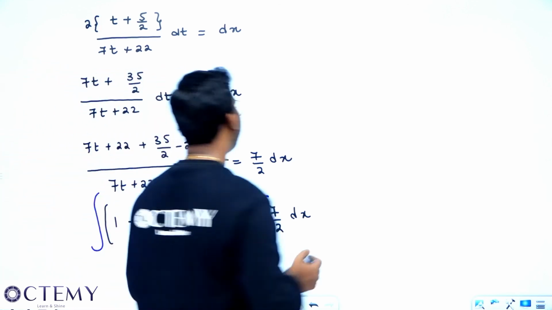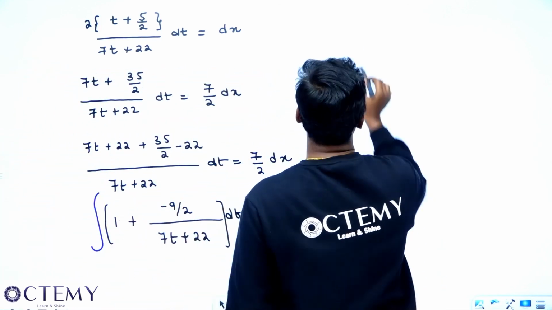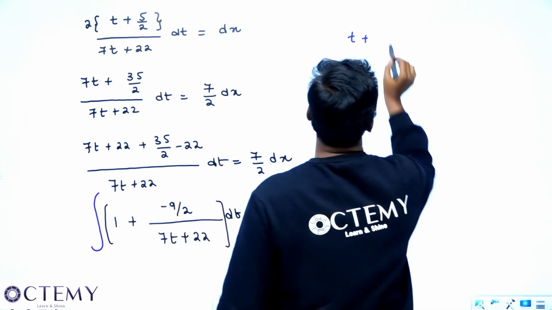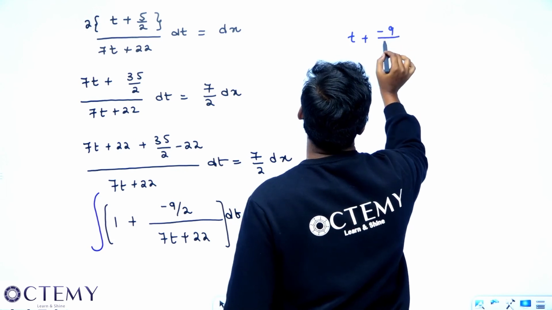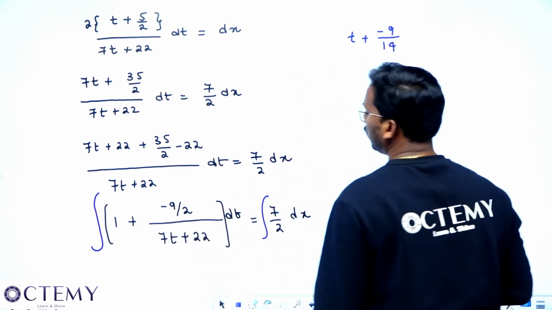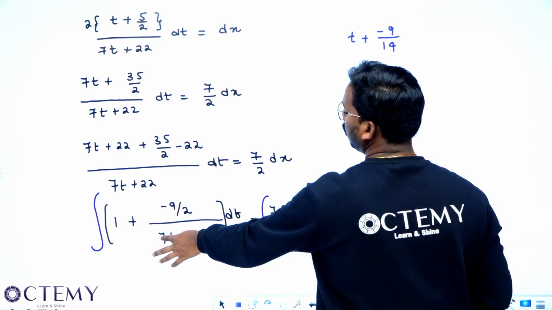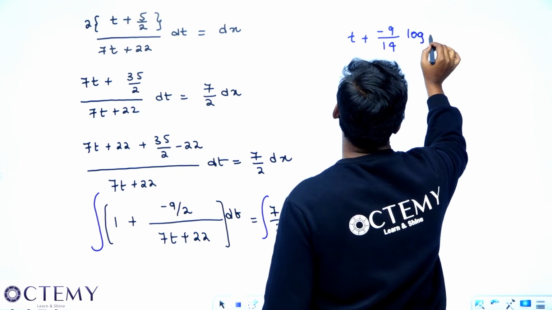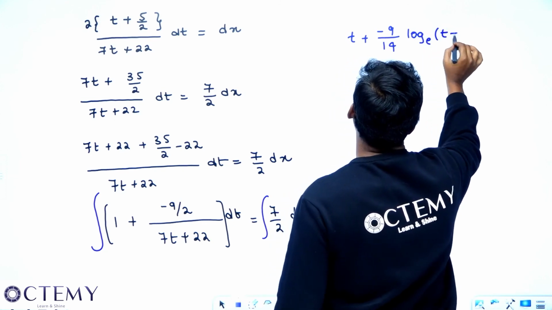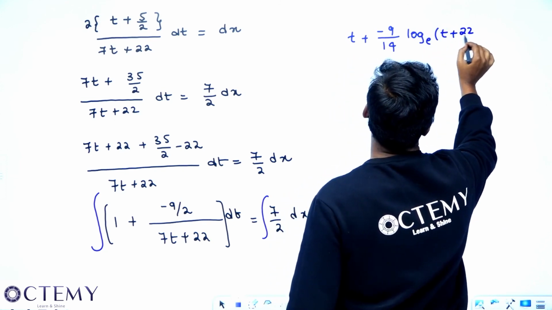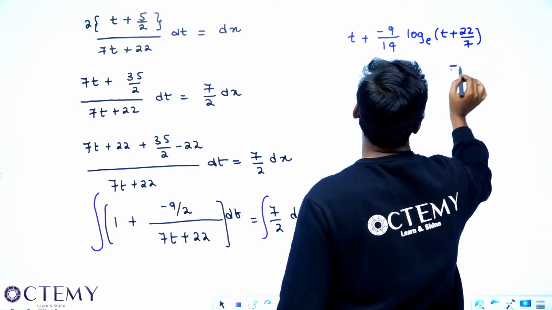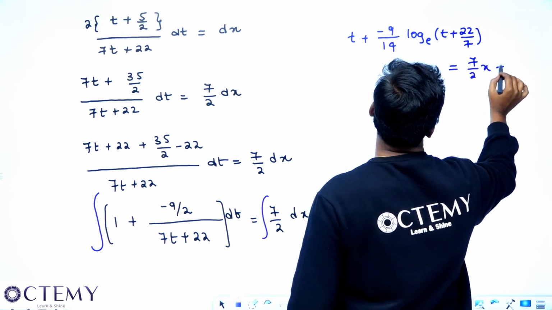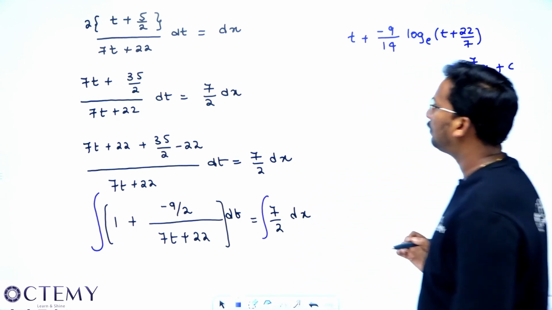So if I do the integration, see what will I get? Here, the first term will become t, and in the second term you take minus 9 by 14, because you take that 7 common. If you take t plus 22 by 7, it will become log base e of t plus 22 by 7, is equal to, see what we got on this side, 7 by 2 into x plus c, right?